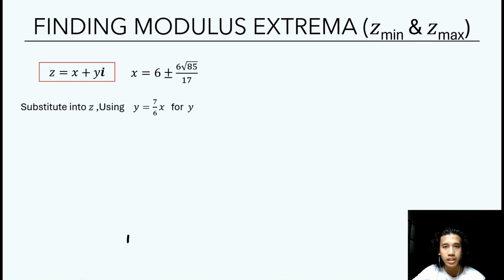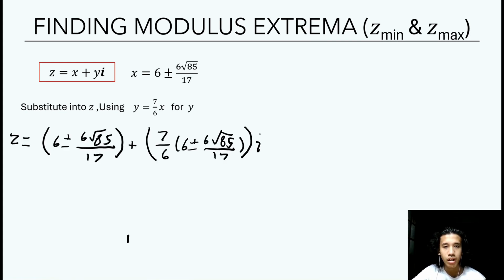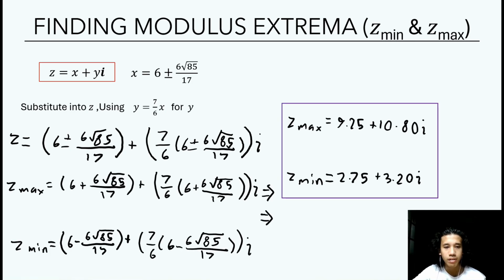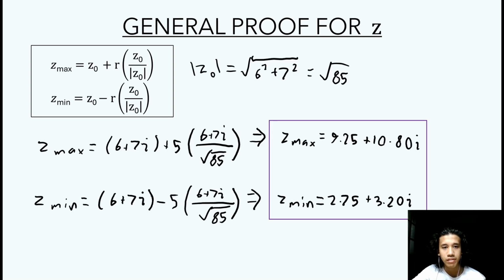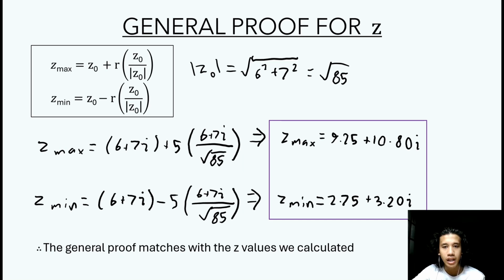Next, using the values we got from the last part, we will substitute into the formula of z, which is x plus yi. To find the z max, we use the plus. To find the z min, we use minus. And we get the values of z max and z min. And for the general proof of z, the magnitude of 0 is equal to root 55. And when we put it in the formula for the general proof, we get the same values as the ones we have calculated.